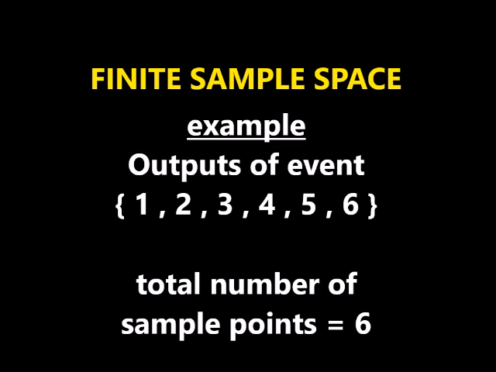If a sample space has a finite number of points, then it is called a finite sample space. For example, if we count the total number of outcomes for the throw of a dice, then the outcomes are 1, 2, 3, 4, 5 and 6, which means that the total number of sample points in the sample space is 6, which is countable and finite.